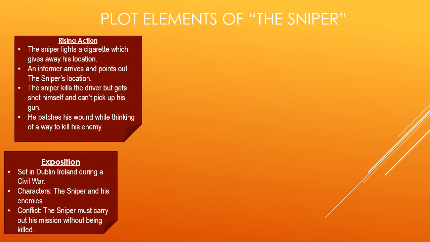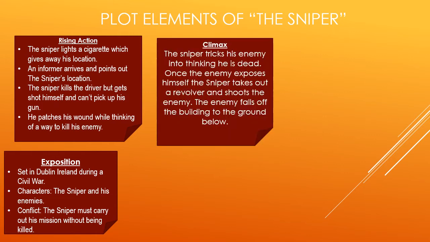The sniper then kills the driver of the armored car and he kills the woman, but he gets shot himself and he can't pick up his rifle. He can't hold his gun to shoot at the other sniper. He patches his wound while he thinks of a way to kill his enemy and a way to escape.